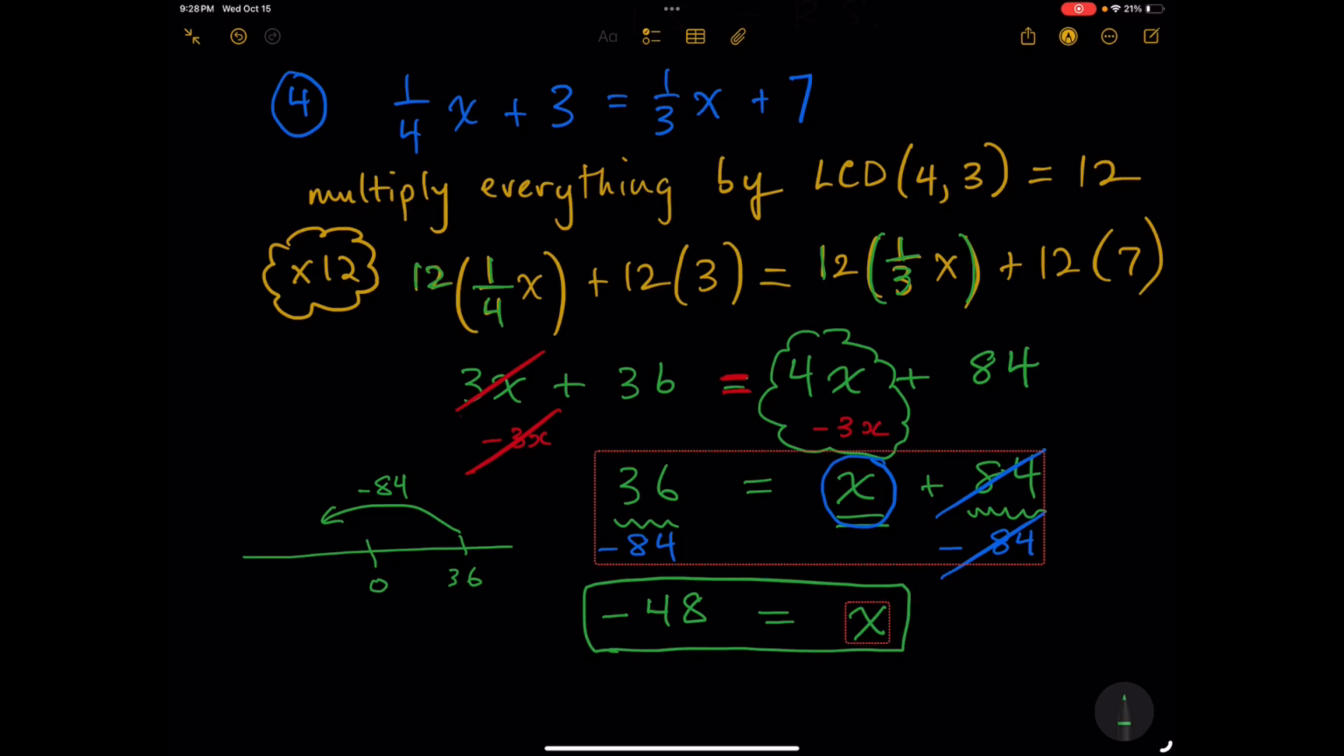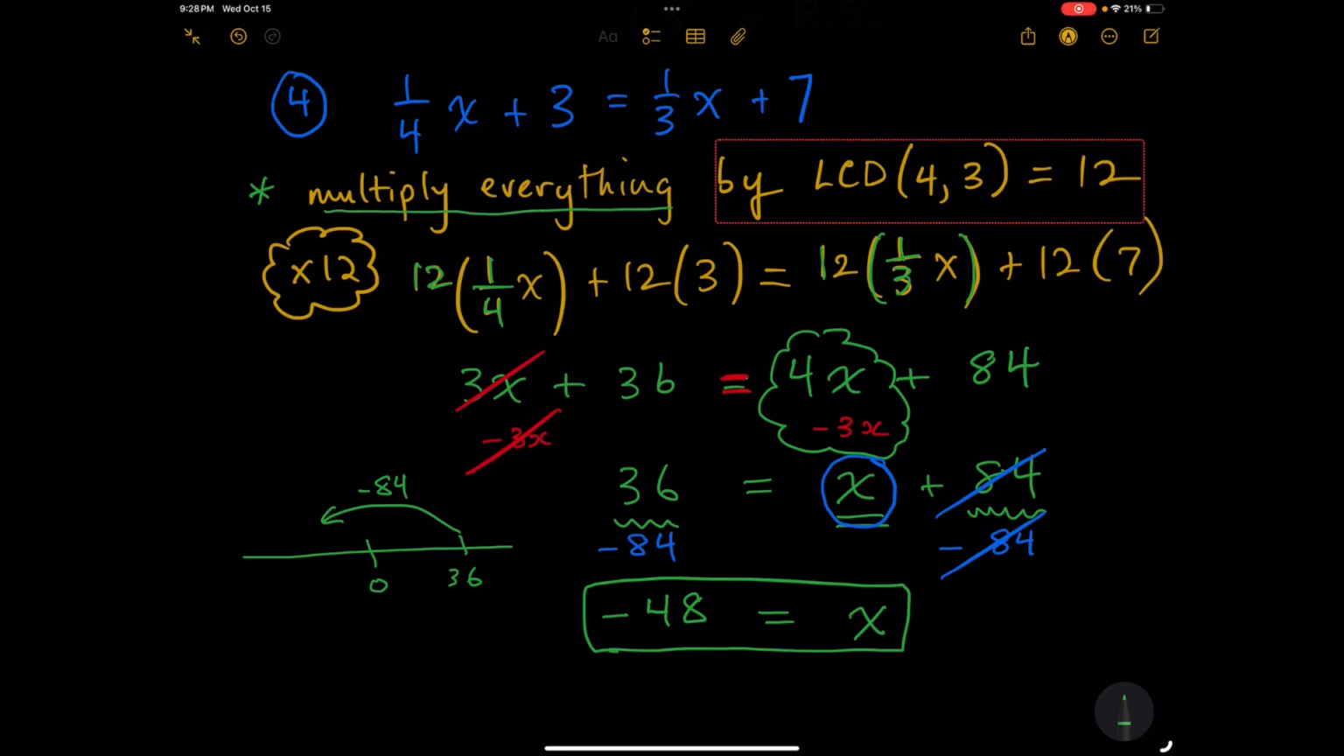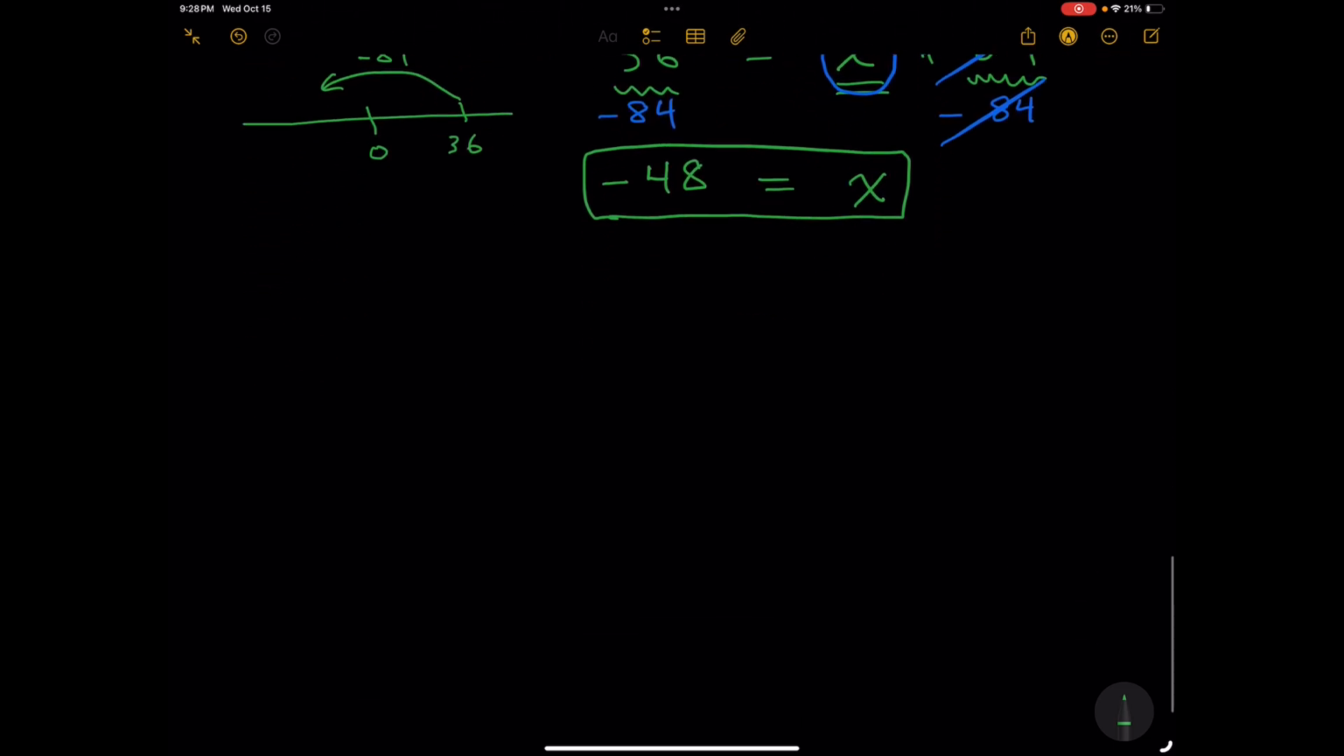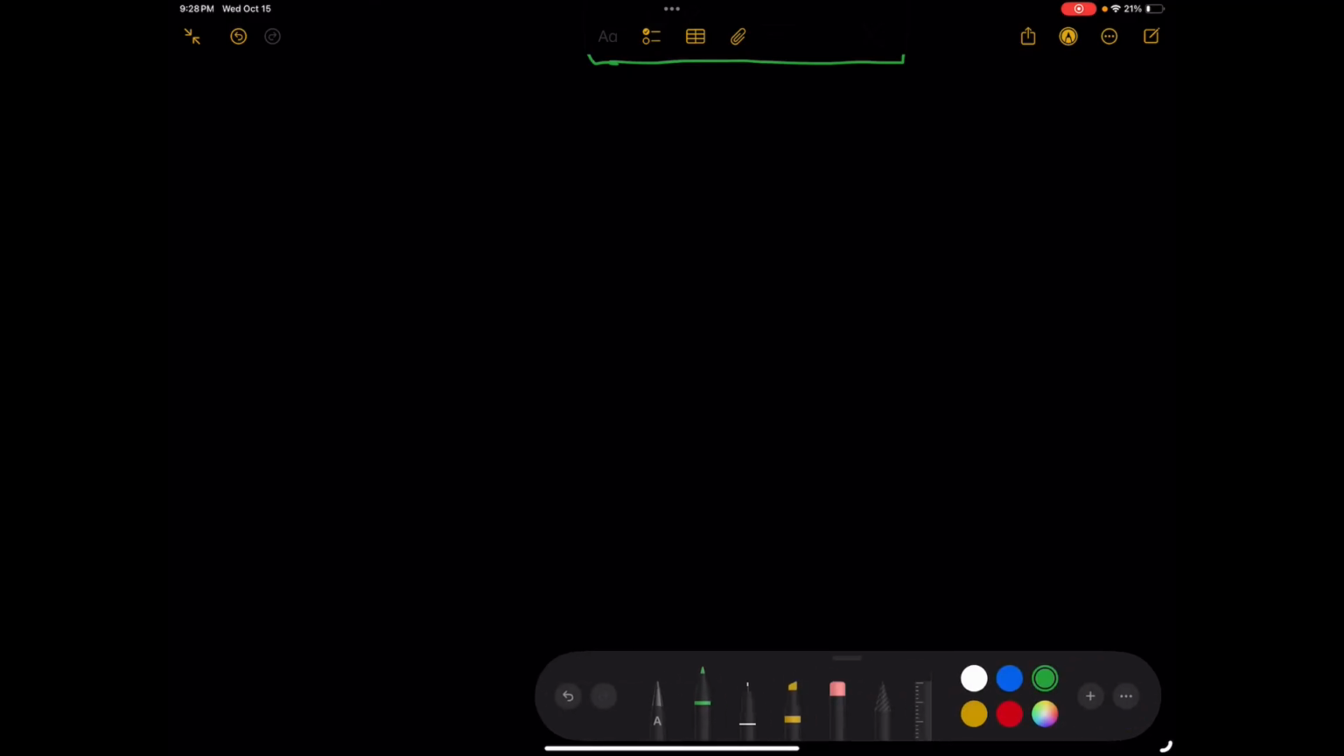That was example number 4, which had fractions. So when you've got an equation that has fractions, a good strategy is to multiply everything by something. The lowest common denominator is ideal. And when you do that, you can get rid of all of the fractions. And that's often a much nicer strategy than trying to add or subtract fractions. I'm going to do one more example here and then take a pause in the video.